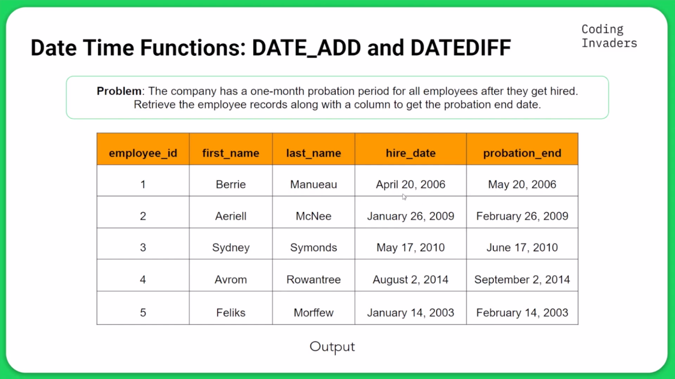So for the first record, for Barry, the hire date is April 20, 2006. The probation end date is 1 month after that date, which is May 20, 2006. Now let's head back to the database and let's code this.